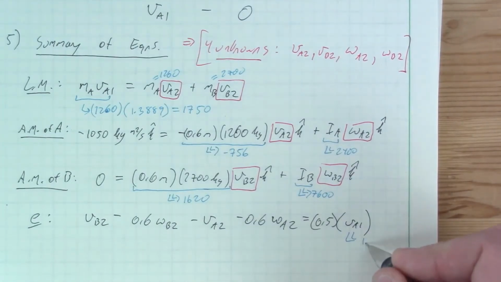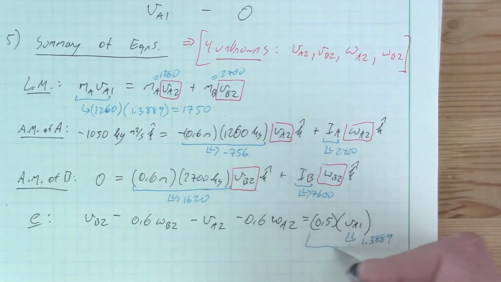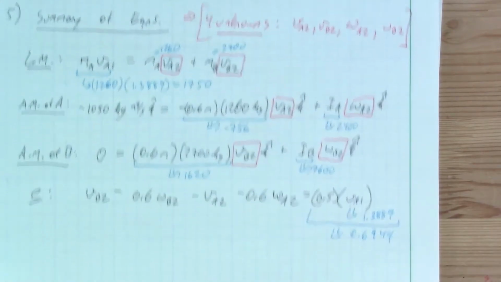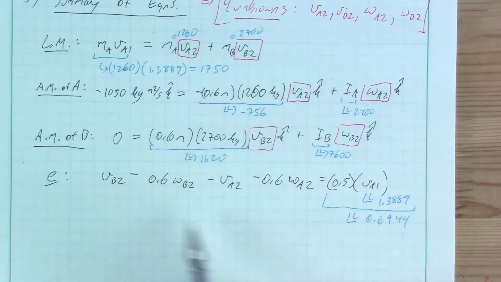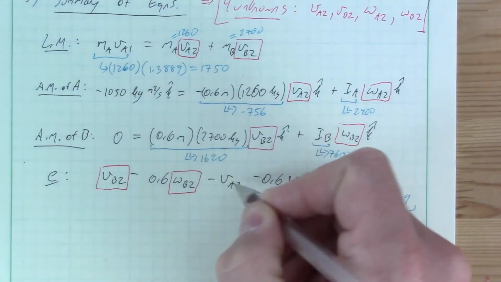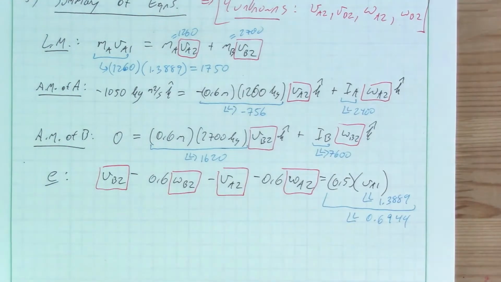This is 1.3889. So when we multiply it by 0.5, the whole term is 0.6944. And then everything else is known, or everything else is written in there. Unknowns are here. Okay. So, to me, 4 equations, 4 unknowns.